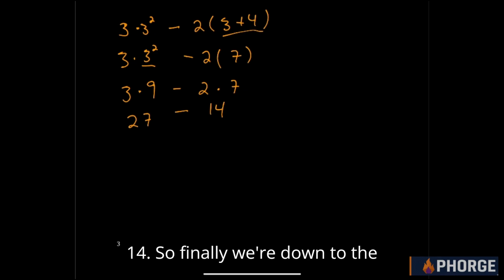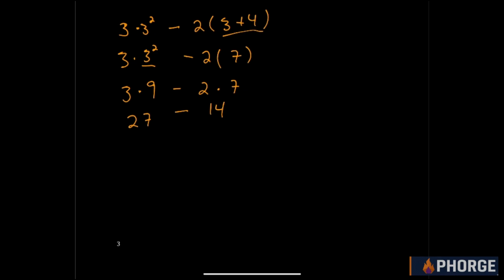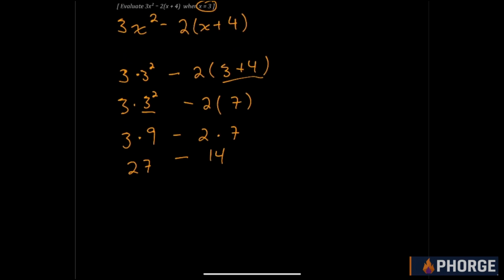So finally, we're down to the very last one, which is 27 minus 14 is equal to 13.